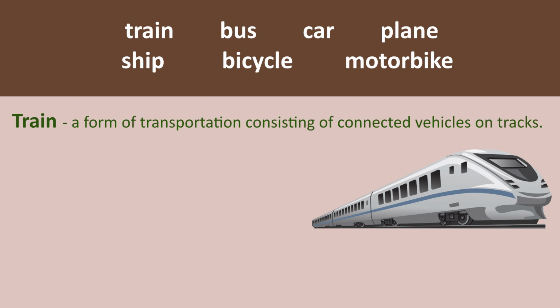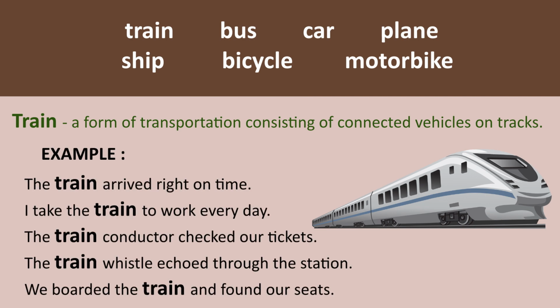Train. A form of transportation consisting of connected vehicles on tracks. Example: The train arrived right on time.